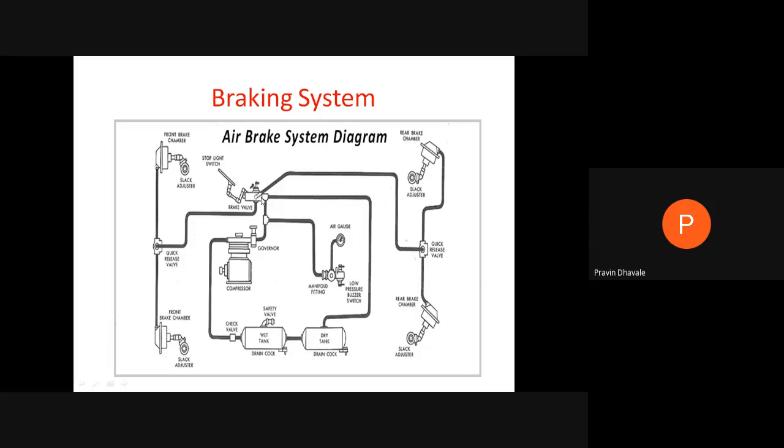Because after compression, the air will become dry, because pressure as well as temperature is increased. And that air is again recirculated to the compressor, right? In this way, this air brake system is used in an automobile.